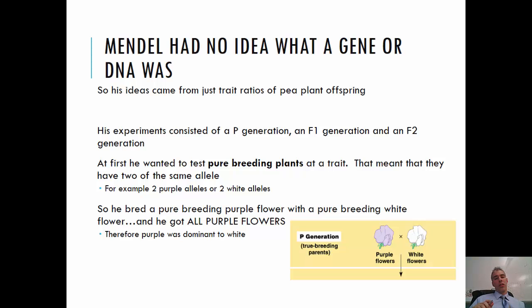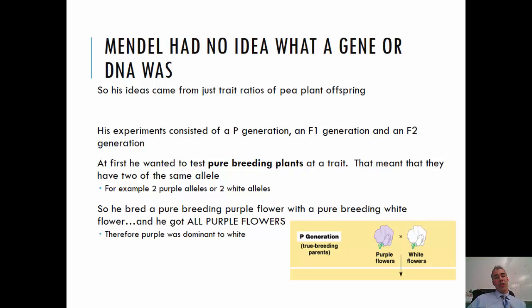So the first thing he did was he wanted to test plants that were pure breeding in what's called the P, or the parental generation. That means they had 2 of the same allele for the trait. So they take one purple flower that was pure breeding, meaning it would have 2 purple alleles, and then one white flower that had 2 white alleles in it. So that's the definition of pure breeding, 2 of the same alleles, so being homozygous for whatever trait.